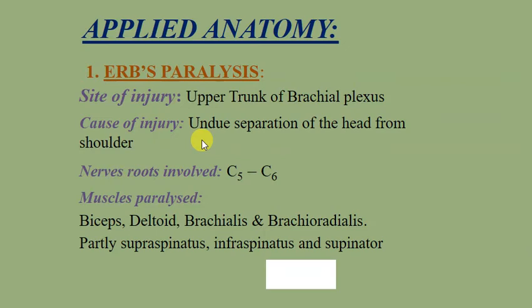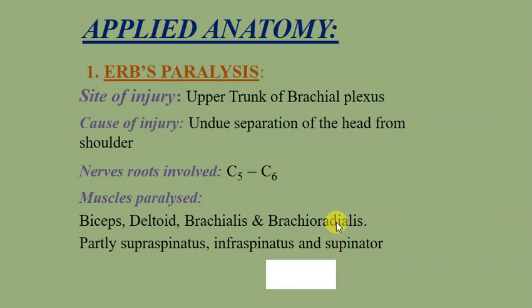Kwa mfano tuseme mtu amepata injury fulani, undue separation, labda mtu amepata trauma, amepata ajali ya gari, kwa ile purukushani ya ajali injure your nerve. So nerve roots involved are C5 and C6, and muscles paralyzed are biceps, deltoid, brachialis. Unaona biceps, brachialis, biceps na brachialis, huyu ni nani? Musculocutaneous. Deltoid huyu ni nani? Axillary nerve.